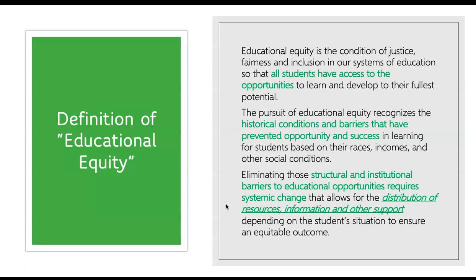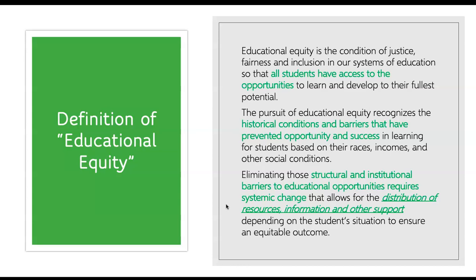So, educational equity is the condition of justice, fairness, and inclusion in our systems of education so that all students have access to the opportunities to learn and develop to their fullest potential. I'm going to pause right there. And when we read those green highlighted words, we wanted to think back to that picture of the children watching the baseball game and standing on those different boxes. And so really the goal of educational equity is to make sure that all of the students have equitable access to that same opportunity. In the picture, it was the baseball field and watching the game.